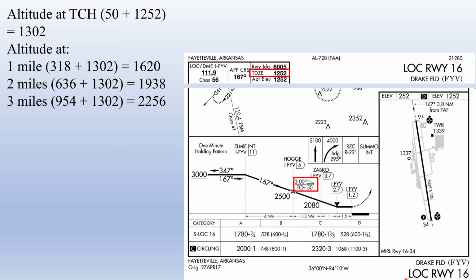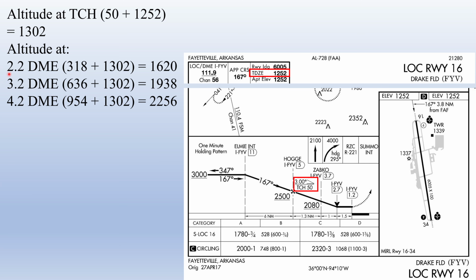This is a pretty simple fix. All we need to do is add 1.2 DME to each of these distances, and that will tell us what our DME readout should be at each of these points. So when we reach 2.2 DME, we are 1 mile away from the runway threshold. We should be at 1,620 feet. When we're at 3.2 DME, we're actually 2 miles away from the runway threshold, so we should be at 1938.